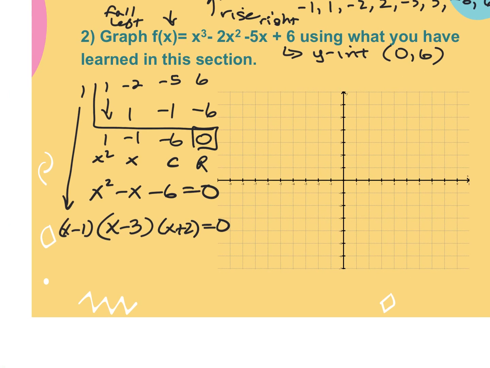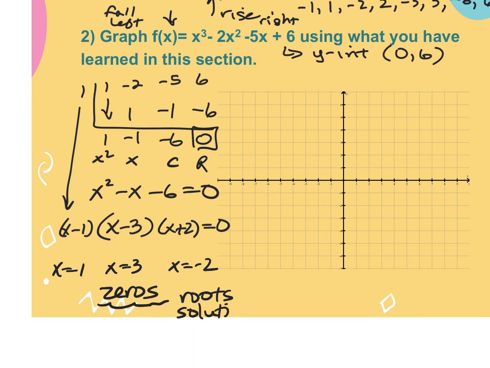So now, if it asks you to list factors, these are the factors. However, the zeros, you're setting them equal to 0. So this one gives me x equals 1, x equals 3, x equals -2. These are my zeros. They're also called roots. They're also called solutions.